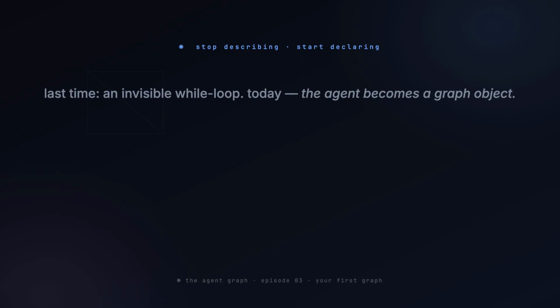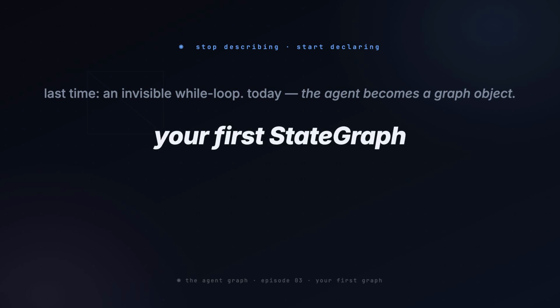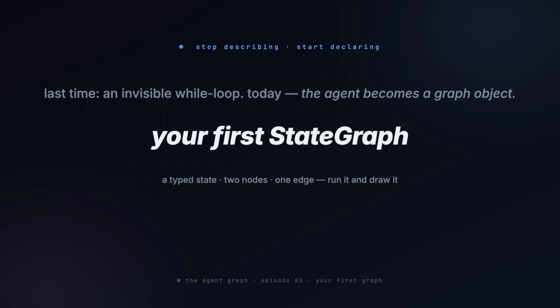Last episode, you hit the ceiling of a hand-rolled loop: a while block, a scratchpad string, and no way to see the shape of what your agent did. Today, you stop describing the loop and start declaring it. You build your first state graph: a typed state, 2 nodes, 1 edge, and the thing that runs is the same thing you draw.